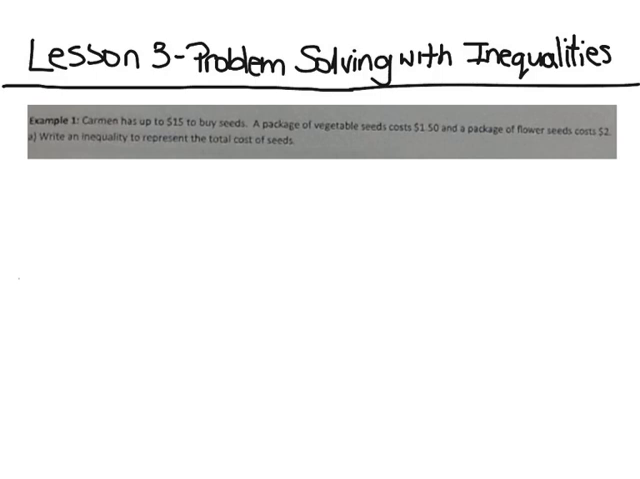Lesson 3, problem solving with linear inequalities. Whenever you have a word problem, I want you to read through the question all the way and underline important information. So, Carmen has up to $15 to buy seeds.